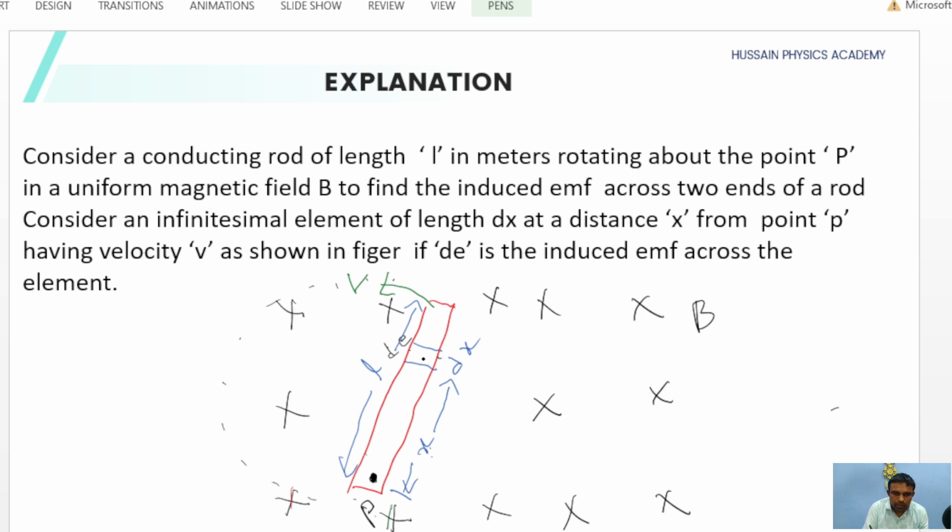I am assuming the voltage across this infinitesimal element is dE. So dE is the voltage across the dx element. When the conductor rotates in circular motion, there is a relation: V is equal to R omega. This is the relation between the linear velocity and angular velocity. But in place of R, here we have to consider x. So the equation becomes V is equal to x omega.